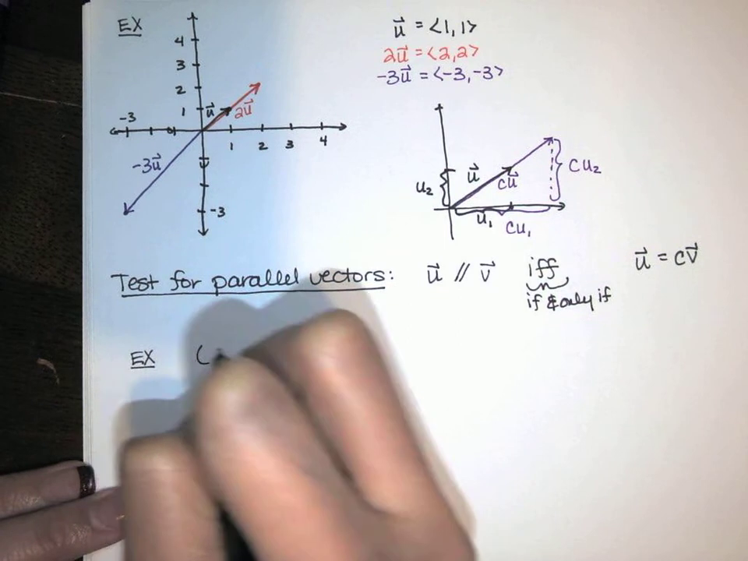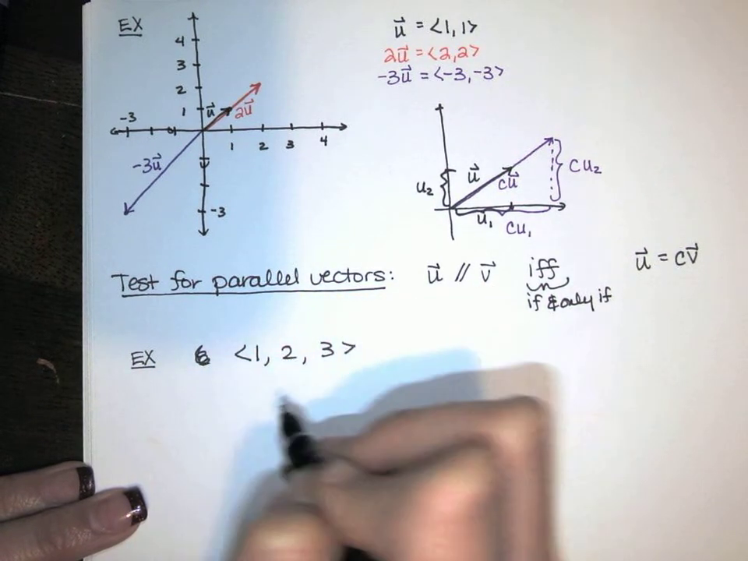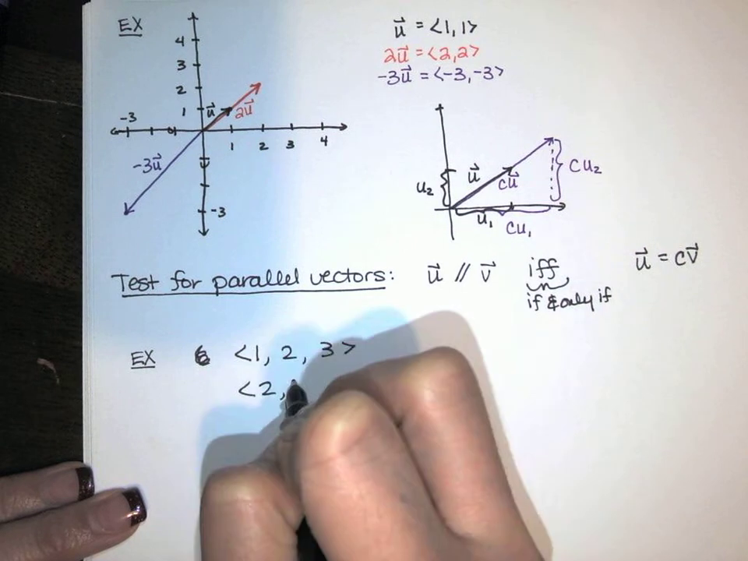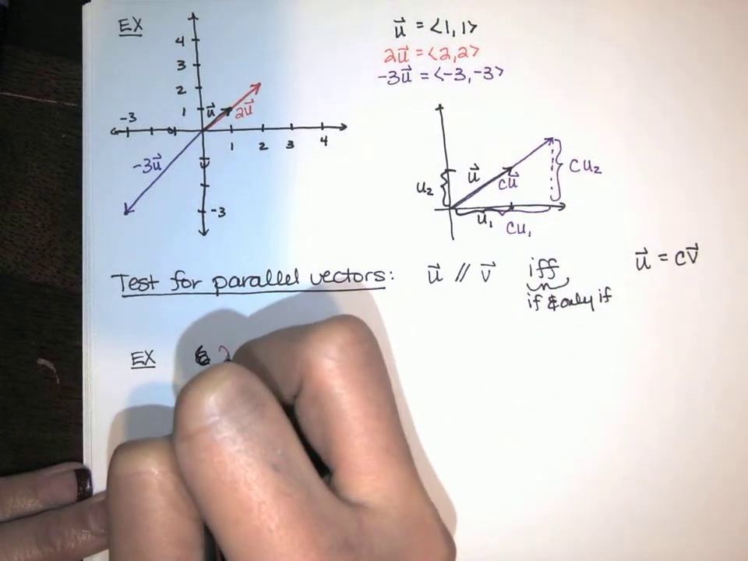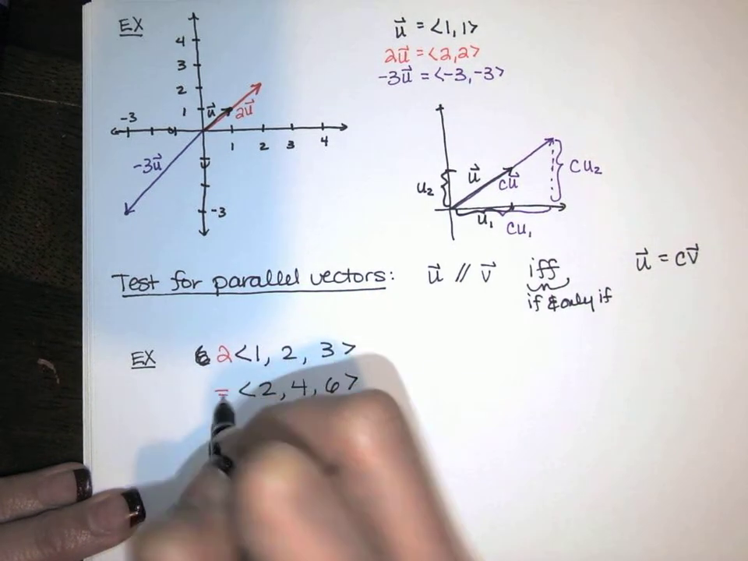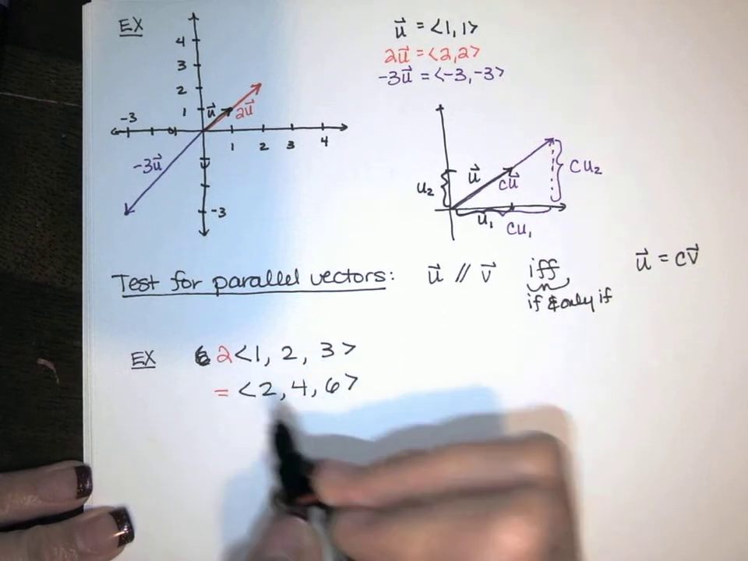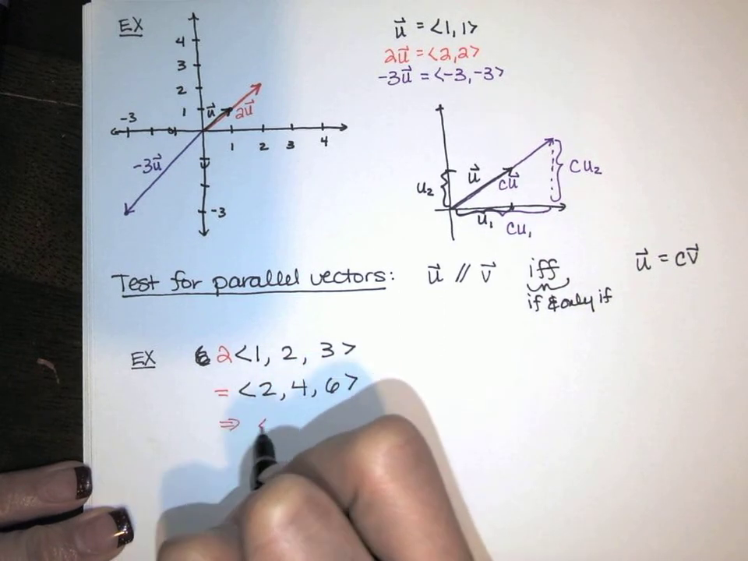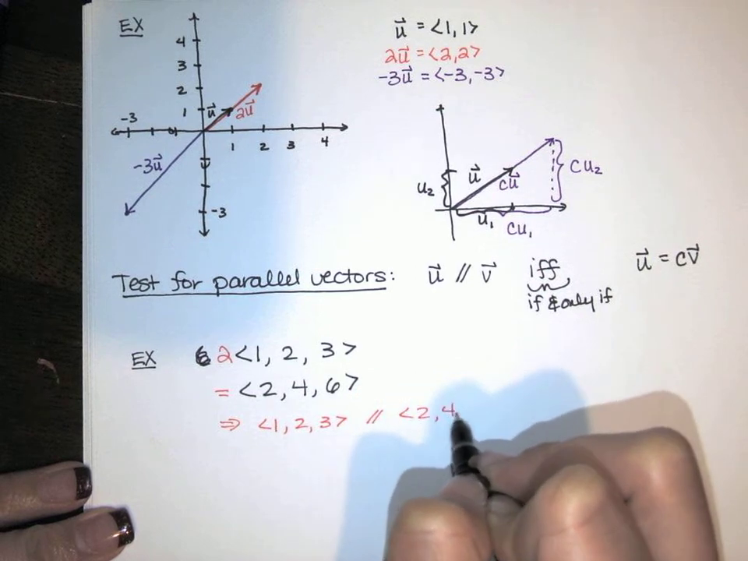So here's an example. The vector 1, 2, 3. Is that parallel to 2, 4, 6? I hope you said yes. So, Miss Townsend, that's so obvious. If I just multiply that one by 2, I get that one. You're right. 2 times that one is that one. So that means 1, 2, 3 is parallel to 2, 4, 6.